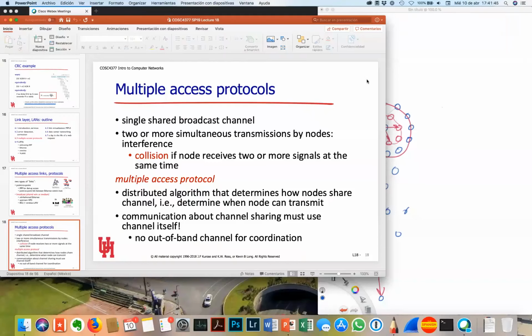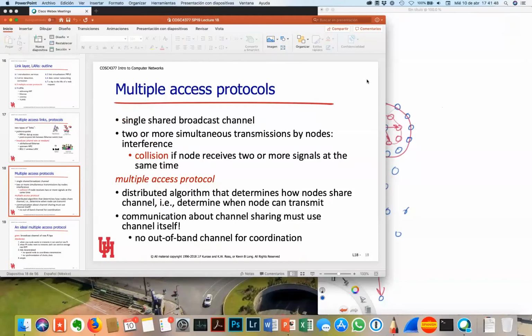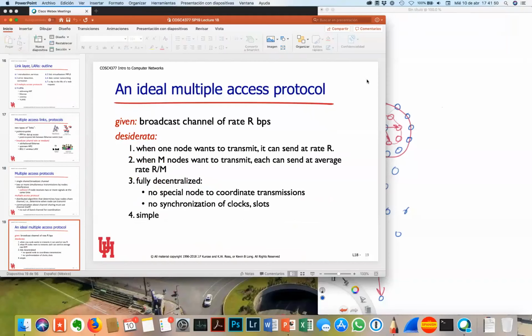All right, so we're going to have to get pretty good at dealing with this on a per station basis. So let's say you have a broadcast channel at a certain bit per second rate. When one node wants to transmit, it can do so. When N nodes want to transmit, they have to share it, fully decentralized.